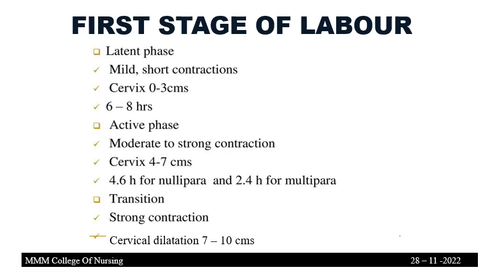In the active phase, the dilatation starts when the cervix is 4 centimeter dilated. The active phase will start. So that is the time when you start plotting the partogram. The contraction, the pain for the mother during this phase will be moderate to strong, whereas in latent phase it is only a mild contraction. And next comes the transition phase. Here there will be strong contraction. The cervix dilatation is from 7 centimeter to 10 centimeter.